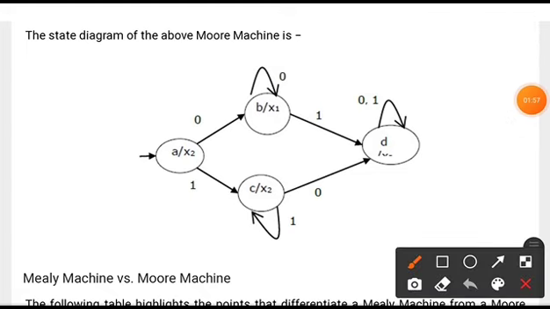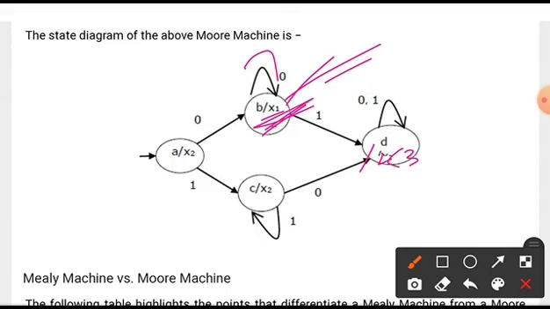Here you can see B on getting input 0 goes to B itself and it produces output x1. In the same way, B on getting input 1 goes to this D and it produces output x1 only, because the present states are associated with this output. We have to write in the outputs whatever the present states are associated with. In the same case you can see here, C on getting input 0 goes to D, and on getting input 1 it remains in C, but the output produced by this C is x2.